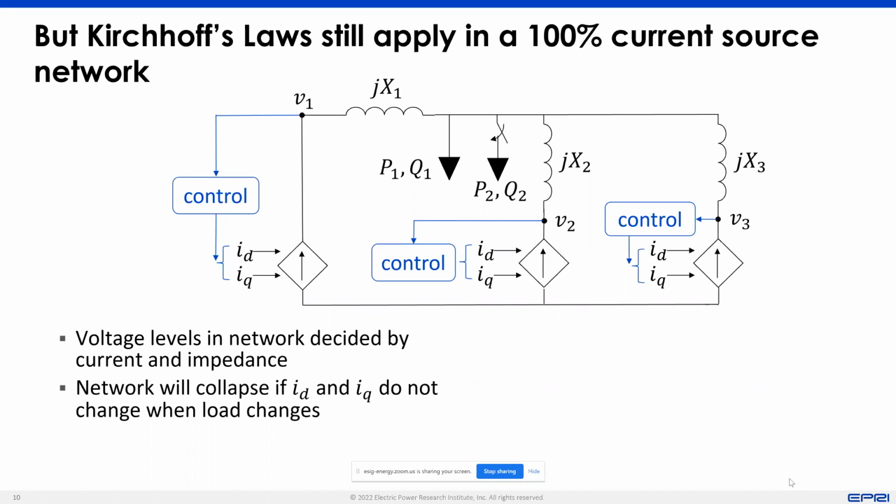get a network collapse. Because the amount of current that you're injecting into the network, the voltage that gets generated in the network is a function of the amount of current being injected and the load and the impedance in the network. So if you don't inject enough current, there's a chance that your voltage will collapse. However, if you do have some control that can change these currents in a timely manner, then you can have this network to be stable, right?